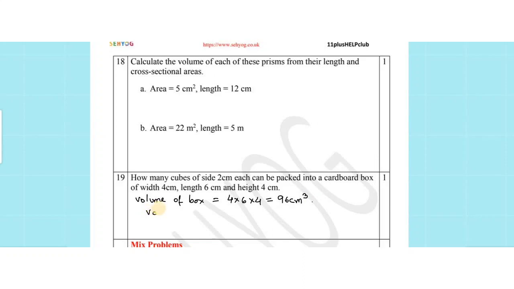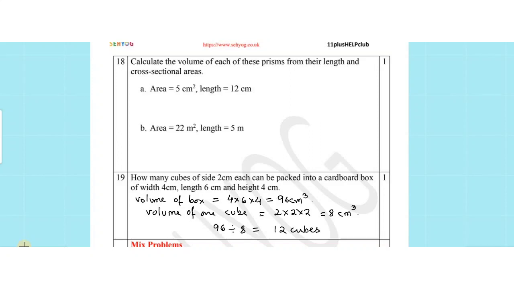Now we find out the volume of each small cube. So the side of the cube is 2 centimeter. So its volume will be 2 times 2 times 2, that is 8 centimeter cube. Now to find the number of cubes that will fit in, we divide the total volume of the box by the volume of each cube. So 12 cubes will fit. So 12 cubes is our answer.